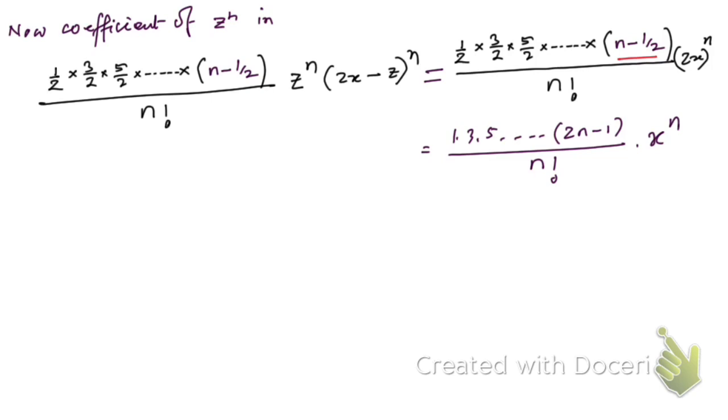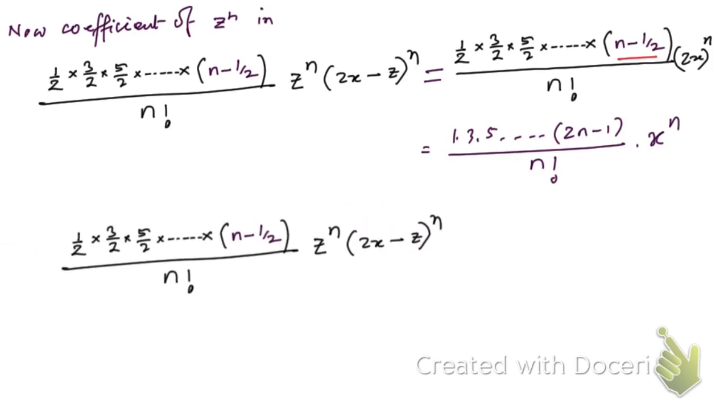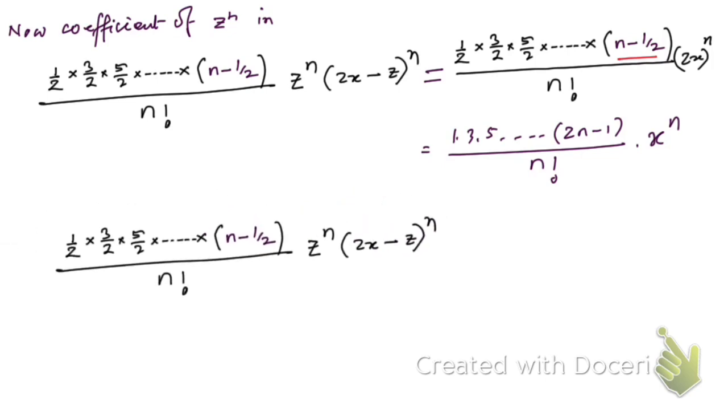Now similarly, what if we take a term containing z to the power n minus 1. So here you see, suppose we want to obtain a term where the power on z is n minus 1, and the power on this binomial is also n minus 1, then what is going to be the change in this term?